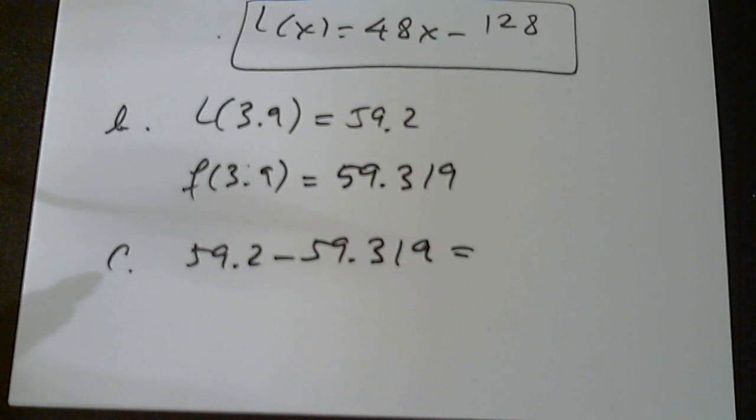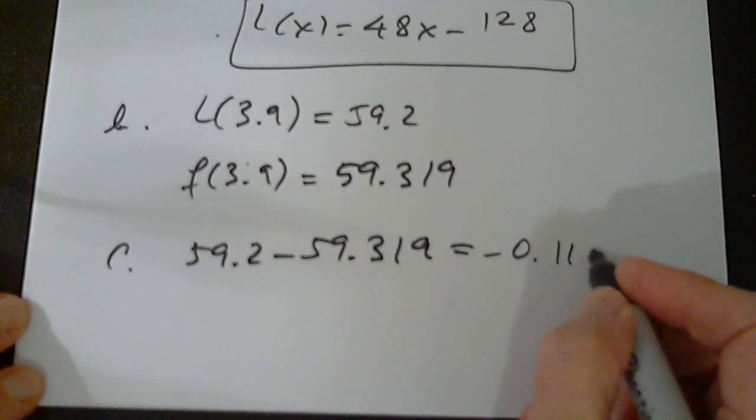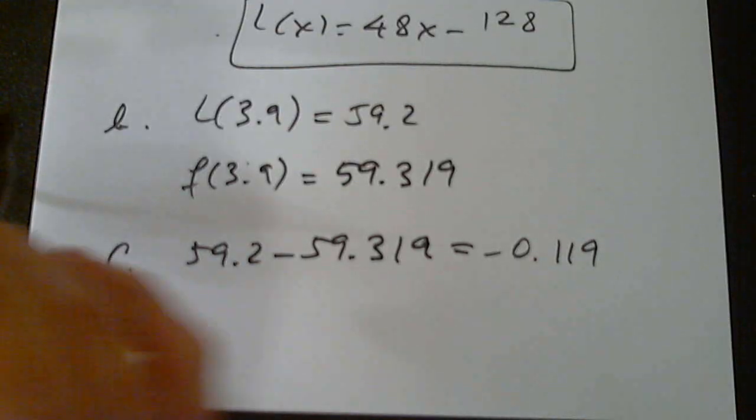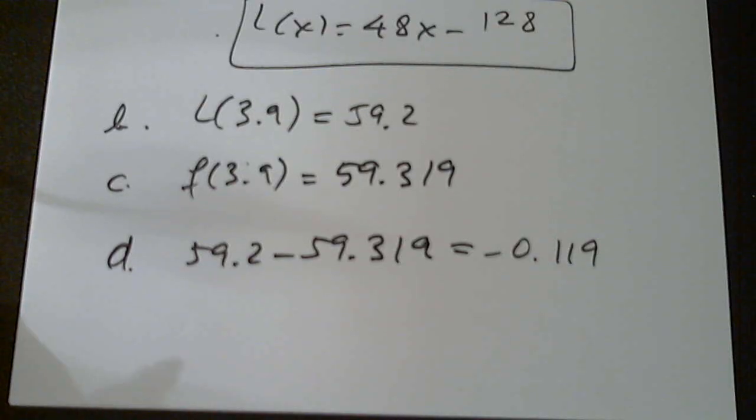59.2 minus the previous answer. So negative 0.119. That's it. So this was part C and this was part D. That's all you need to do with the linearization.